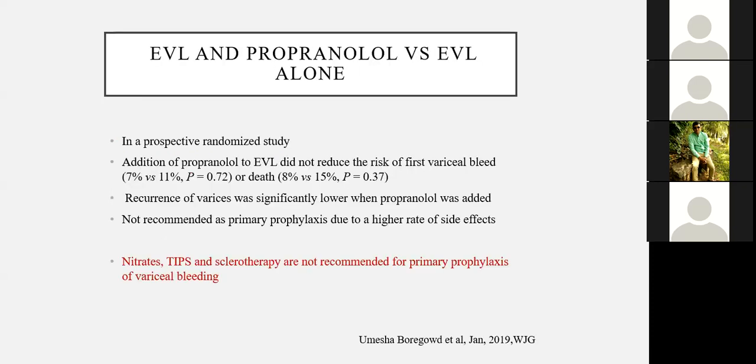According to a study comparing EVL and propranolol versus EVL alone, the addition of propranolol to the EVL does not reduce the risk of first variceal bleed. However, the recurrence of varices was significantly lower when propranolol was added. And this combination is not recommended for primary prophylaxis because of the side effects. And nitrates, transjugular intrahepatic portosystemic shunt and sclerotherapy are not recommended for primary prophylaxis of variceal bleeding.